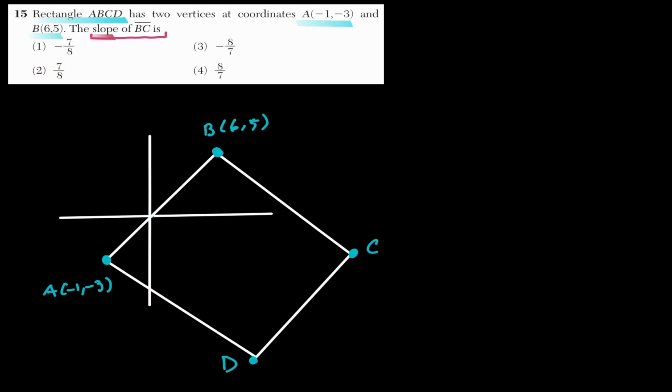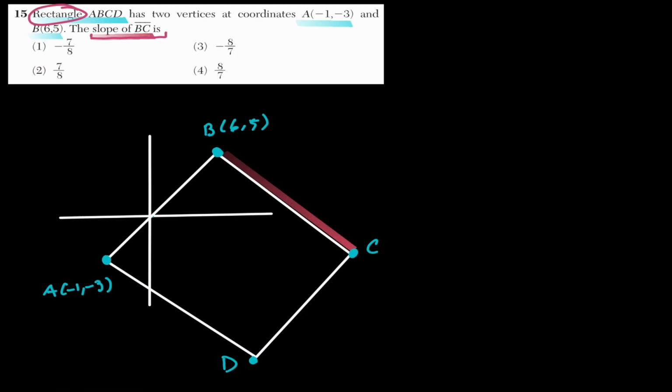So let's identify the objective, which is the slope of BC. We would like to know the slope of this line. But here's a problem. If we want to find the slope of a line, we need two points. At least we know the coordinate point of one of them, B, but we have no information about C. So we cannot use the typical slope formula to find the slope of BC.